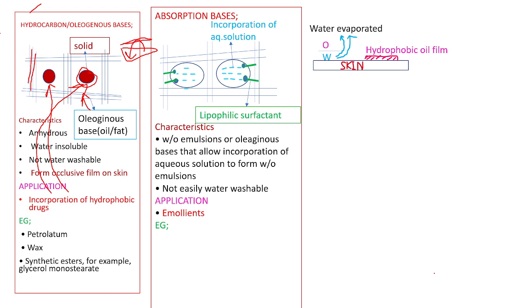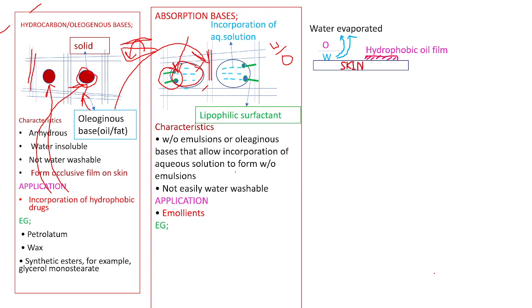Next are absorption bases. Absorption bases contain an oleogenous base like oil or fat, along with a lipophilic surfactant. What is the role of the lipophilic surfactant? It will absorb water or moisture from the environment. Then it will form water in oil kind of emulsions by absorbing the water from the environment. These oleogenous bases allow the incorporation of aqueous solution to form water in oil emulsions.